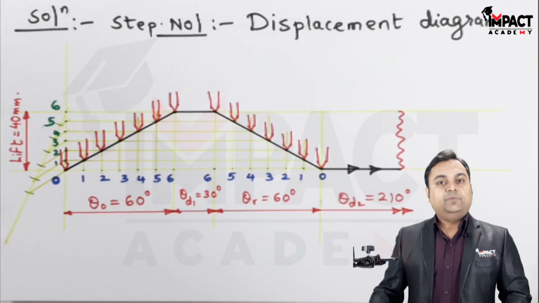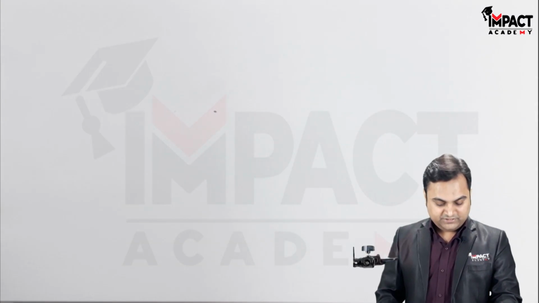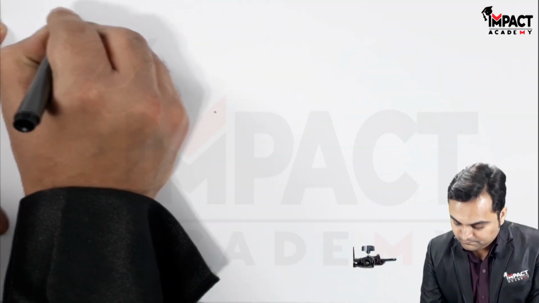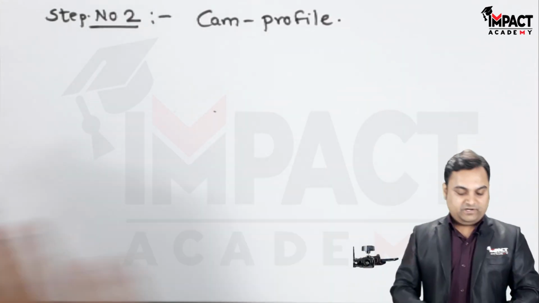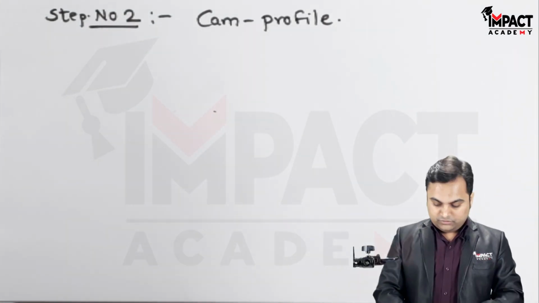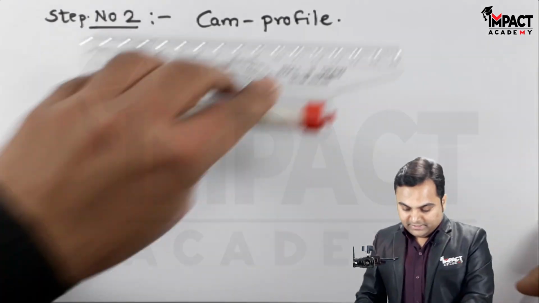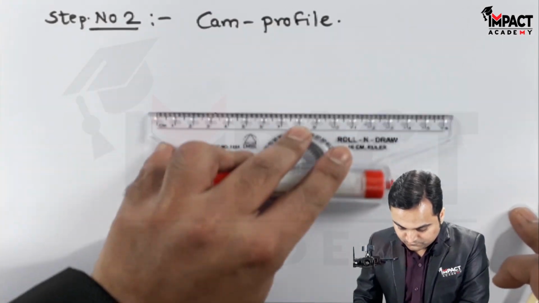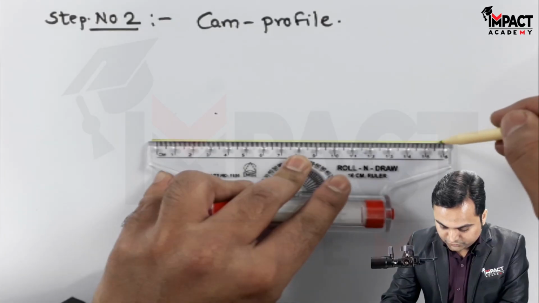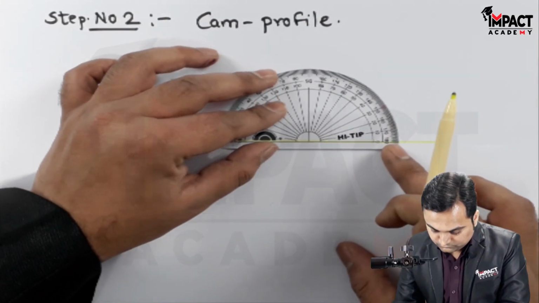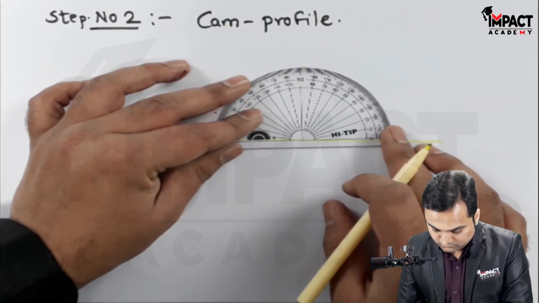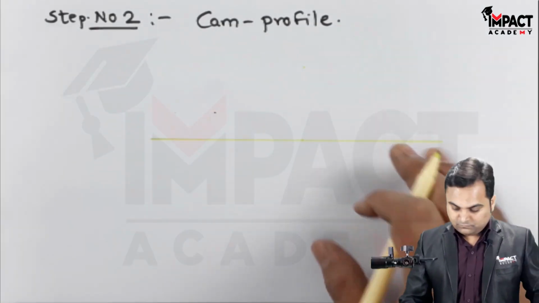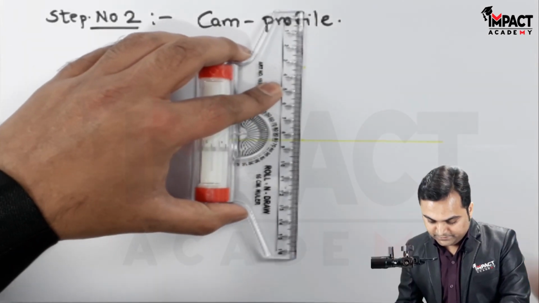Now after that, step number 2 is the cam profile. So I am going into the second step, which is the cam profile. For that, first I'll draw a horizontal line, a light horizontal line. Then drawing a light vertical line.